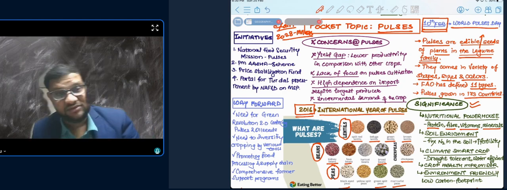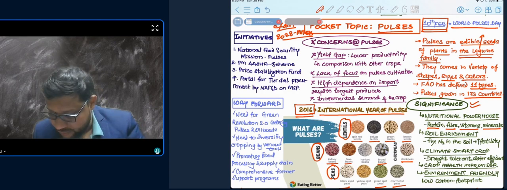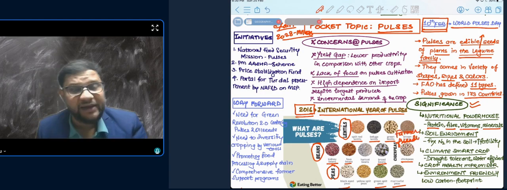Then these pulses are equally known as farmer friendly crops. Farmer friendly crops. Why? Because they keep on enriching the soil.